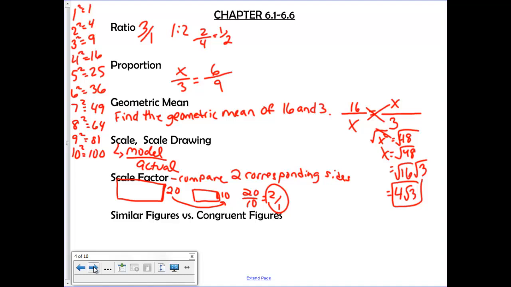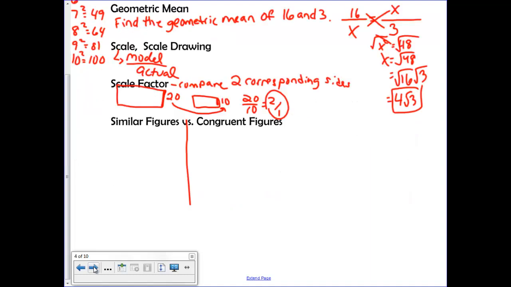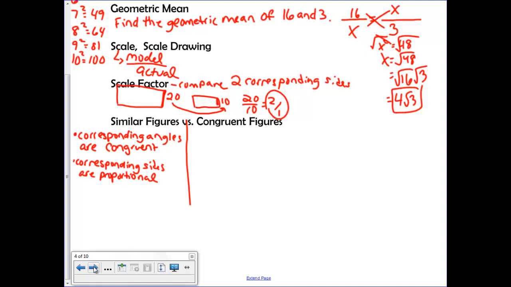Similar figures versus congruent figures. This is a very good question that you need to know. What does similar mean? Corresponding angles are congruent, corresponding sides are proportional.